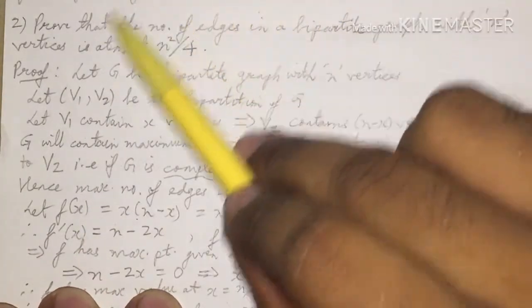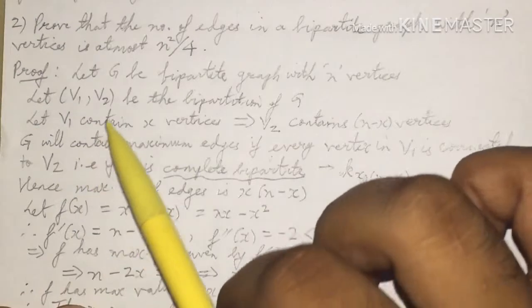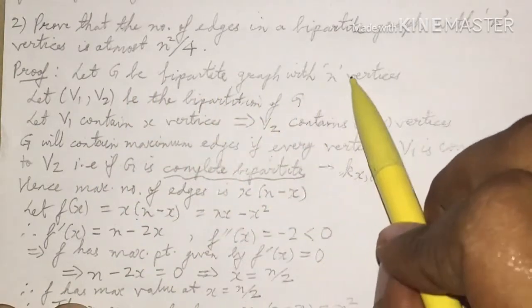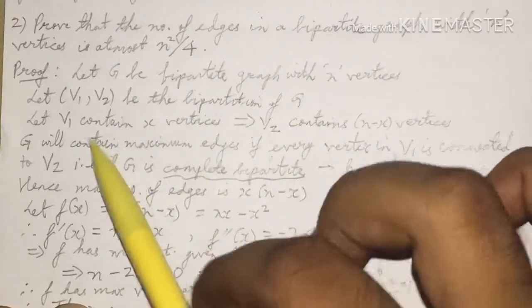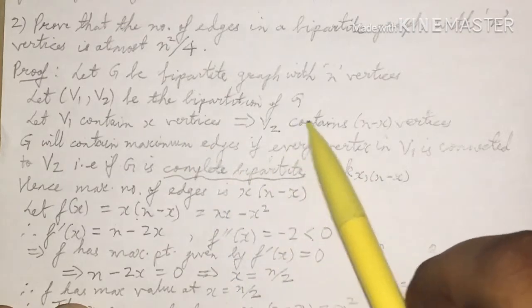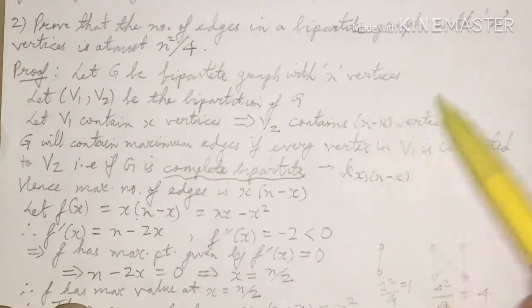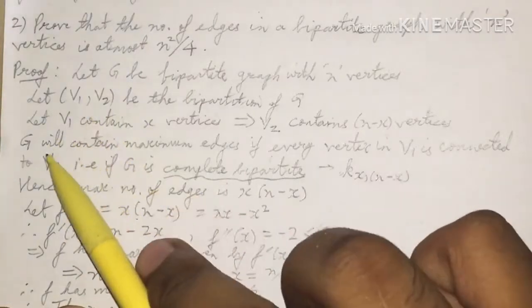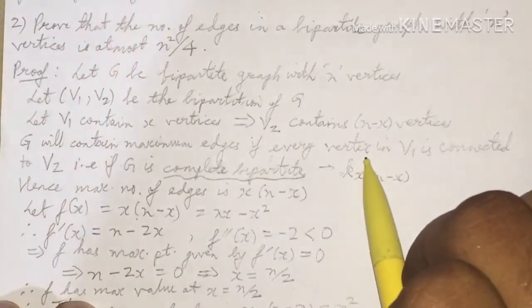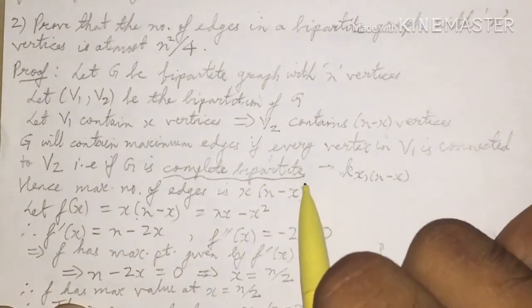Prove that the number of edges in a bipartite graph with n vertices is at most n square by 4. Let G be a bipartite graph with n vertices. Let V1, V2 be the bipartition of G. Let V1 contain x vertices and V2 contain n minus x vertices. This is because the total is n, so x plus n minus x gives the total n vertices. G will contain the maximum number of edges if every vertex in V1 is connected to V2. That is, if G is a complete bipartite graph.